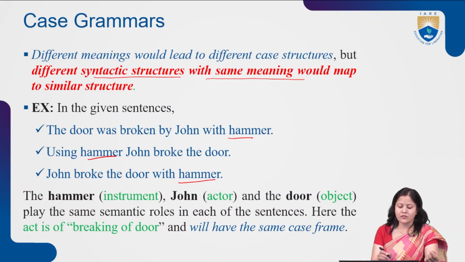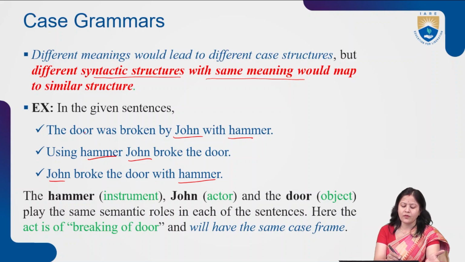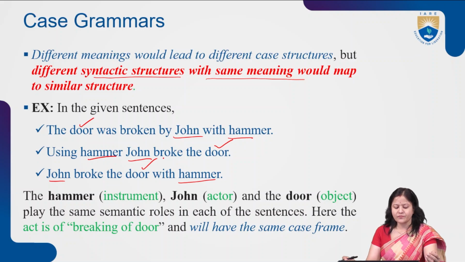Next is John. John is the person who is performing the action, so John is the actor. Here John is given, here also, and here also. John is the actor because the actor performs the action. And what is the object on which the action is performed? The door. Door is given in all three, so the door is the object. In this way we can identify these 3 case frames: the door is the object, John is the actor, and the hammer is the instrument in all 3 sentences.